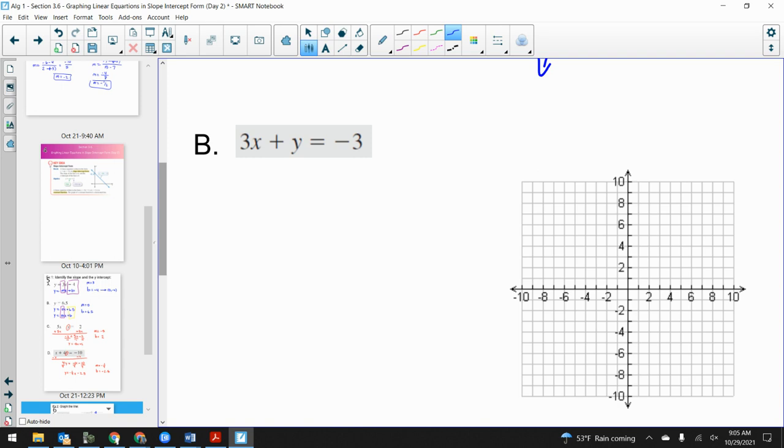3x plus y is equal to -3. This is on the back now. 3x plus y is equal to -3. Is this solved for y? No. Okay, how do we solve it for y then? Minus 3x, right? Minus 3x. So let's do that. So y is equal to, and I'm going to put the x first. But coincidentally enough, both my slope and my y-intercept are both -3.